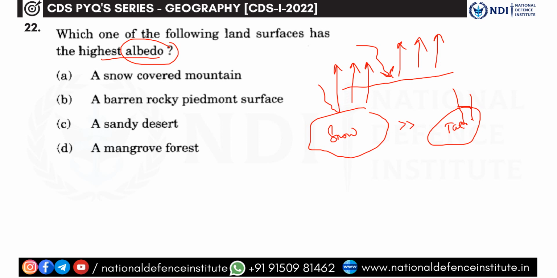The question options they have given are snow covered mountain, barren rocky mountains, sandy desert, and mangrove forest. So the answer for this is option A. Snow covered mountain is the one which has the highest albedo.